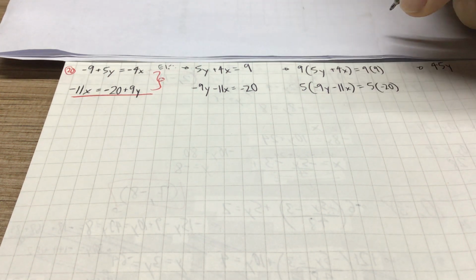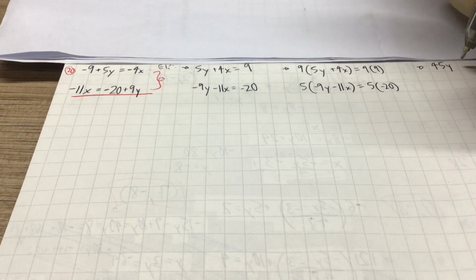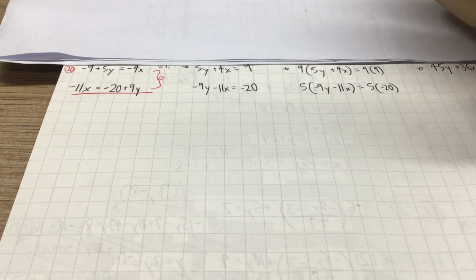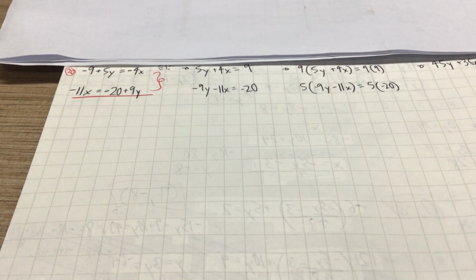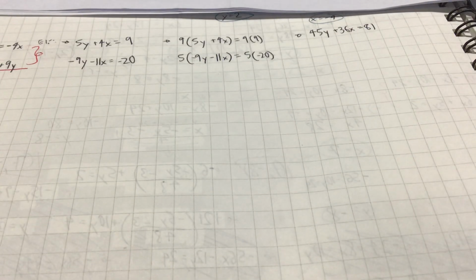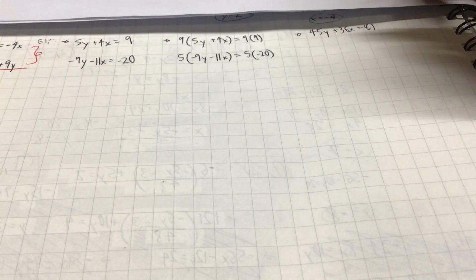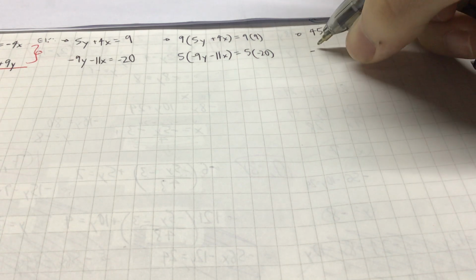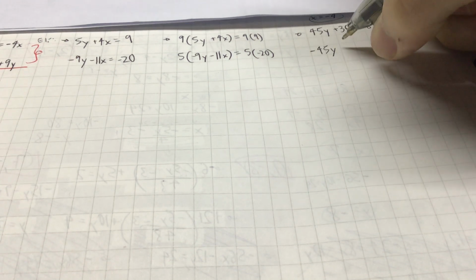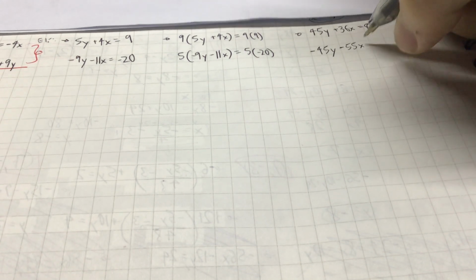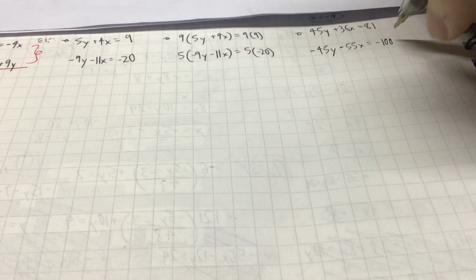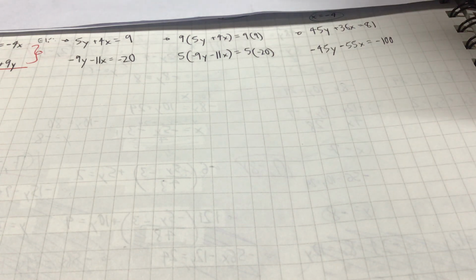45y, 9 times 5, then we add the y, then 36x, 81, negative 45y, negative 55x, then we have our negative 100. Since 20 times 5 is 100, put the negative 100.